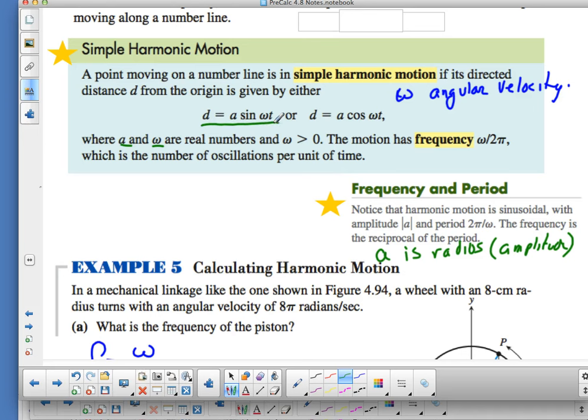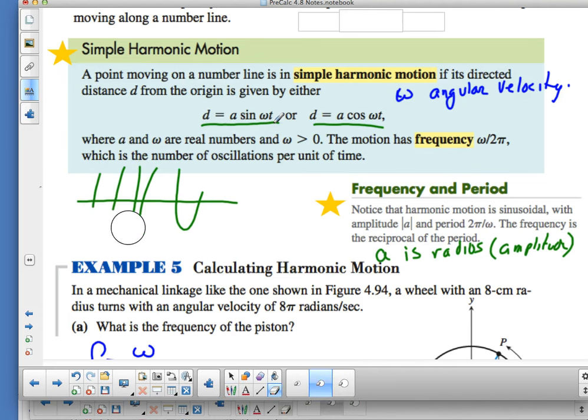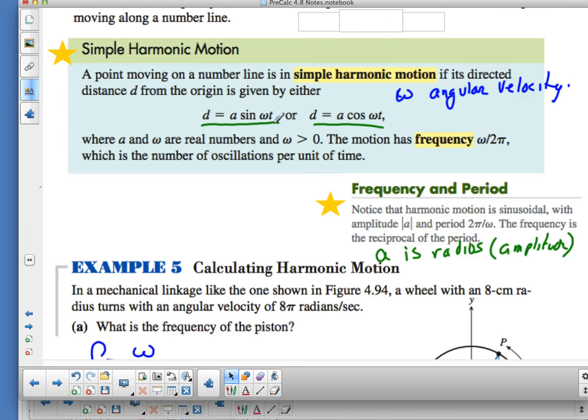Okay, so if it's given by either one, and it's going back and forth on a number line, we're talking about harmonic motion. So it's a sinusoidal wave. Now keep in mind as we're doing this, where a and omega are real numbers and omega is greater than 0, the motion has frequency omega over 2 pi, which is the number of oscillations per unit of time.